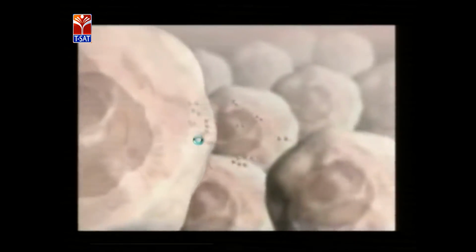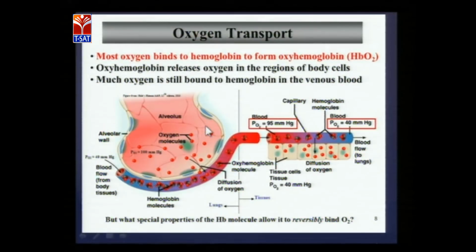In oxygen transport, the most useful respiratory pigment is hemoglobin. This hemoglobin forms oxyhemoglobin, which in turn releases oxygen in different regions of the body, that is to the different tissues and the cells. More oxygen is bound to hemoglobin in the arterial blood, and it is called oxyhemoglobin.